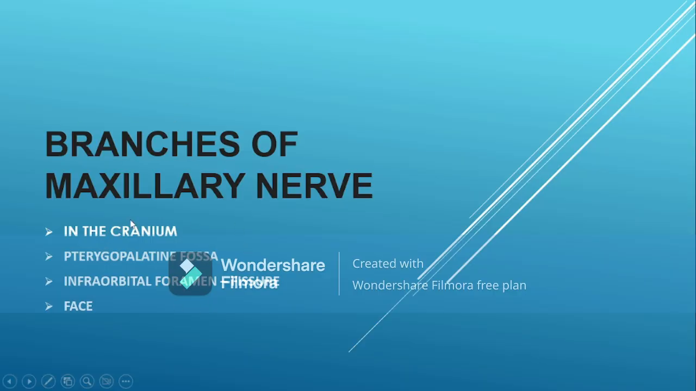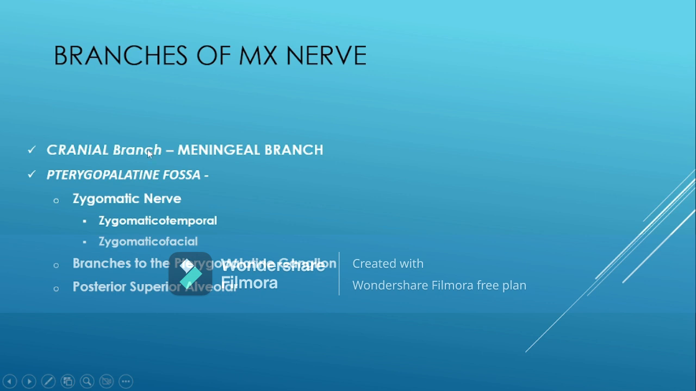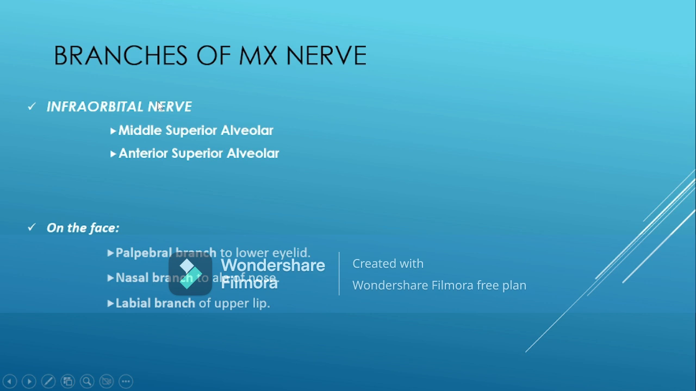Now this is the PPT which I have made to make it more simple. The cranial branch is the meningeal branch, then the pterygopalatine fossa, and there are three. First is the branch to the pterygopalatine ganglion, then second is the zygomatic nerve, and third is the posterior superior alveolar. Now the zygomatic nerve again breaks into zygomatico-temporal and zygomatico-facial. Going ahead, this nerve continues as the infraorbital nerve. The infraorbital nerve breaks again into two parts, middle superior alveolar and anterior superior alveolar. Then the nerve again continues on the face, and it forms the palpebral branch, nasal branch, and the labial branch. Now these are the branches of the maxillary nerve.